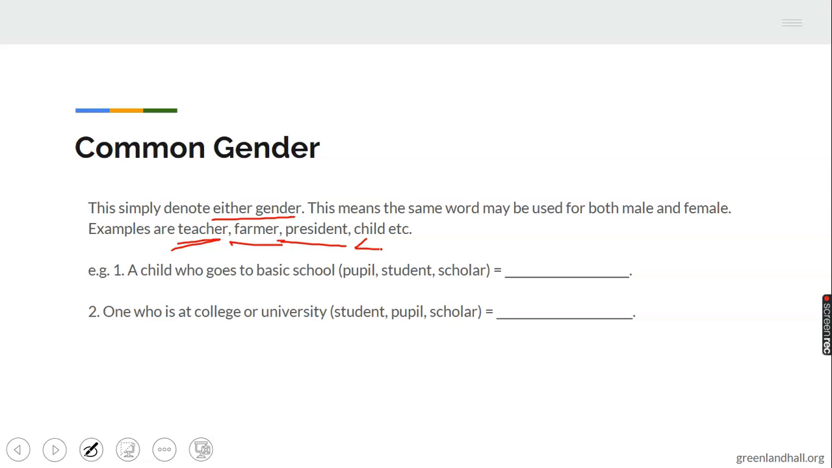But you don't know if the child is a boy or a girl. So child there is a common gender. Now I want you to give me the answer to this example.